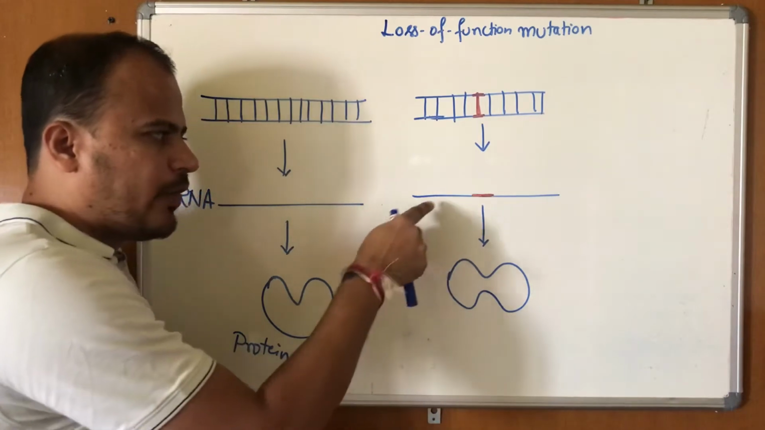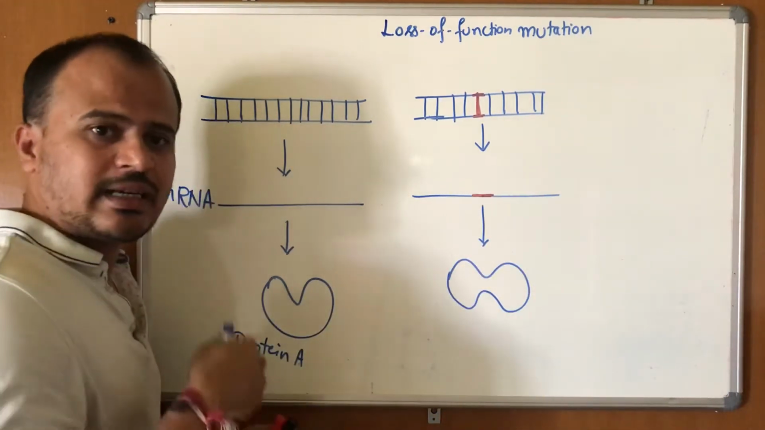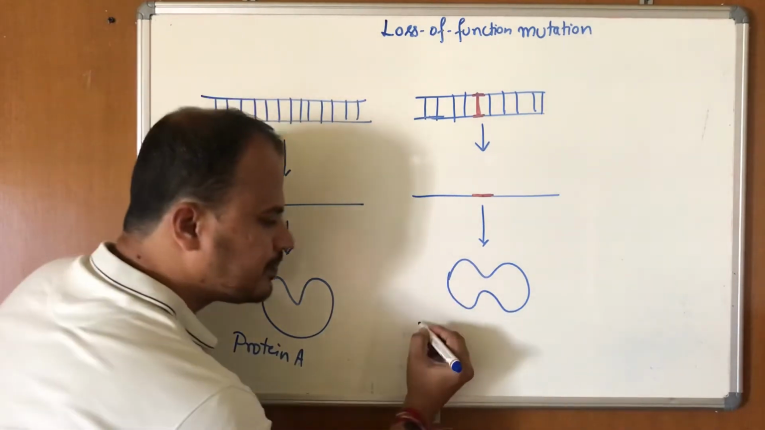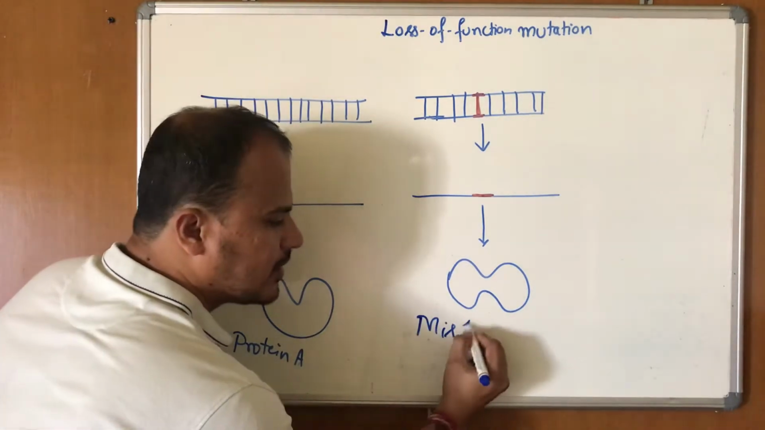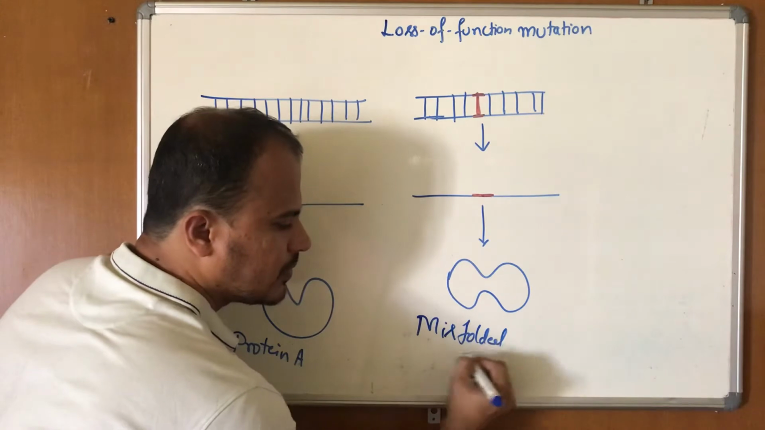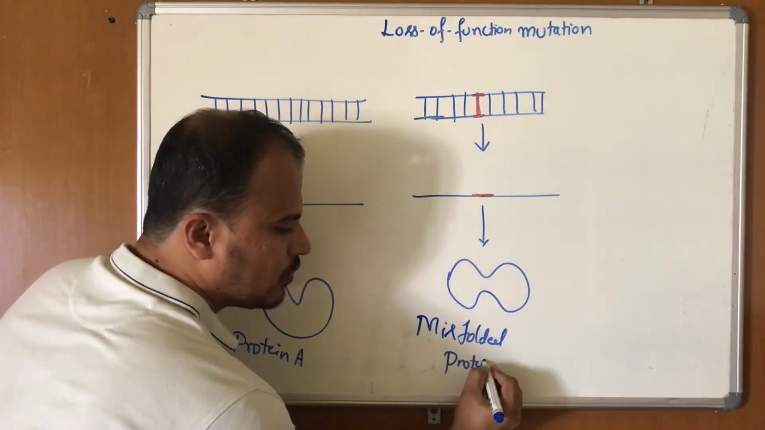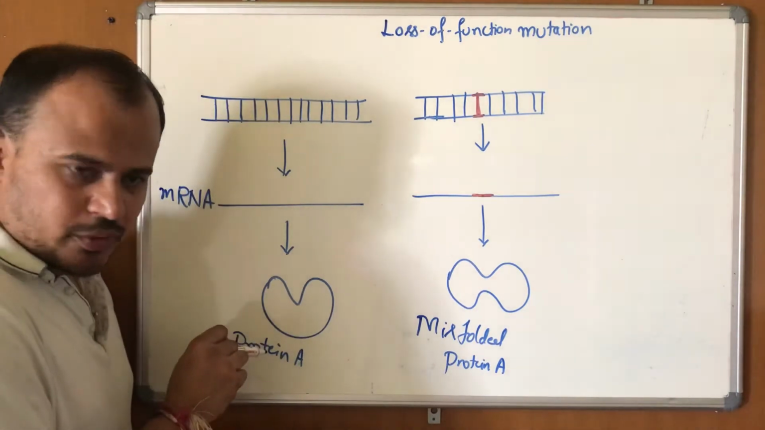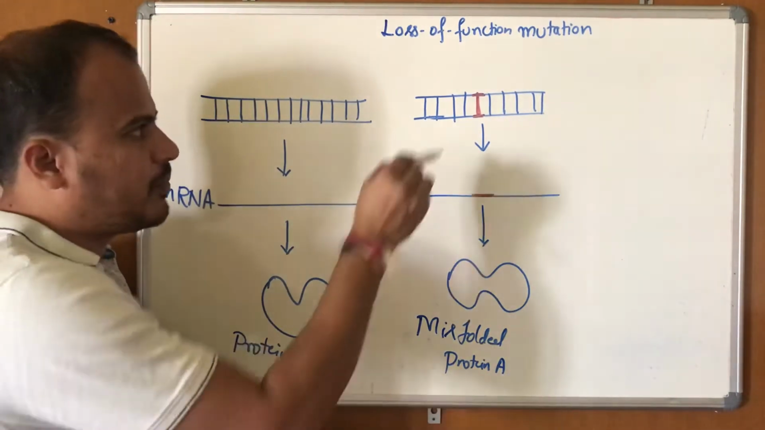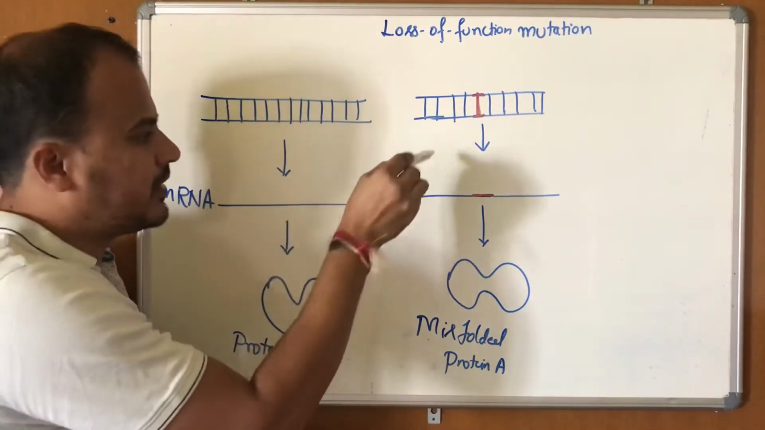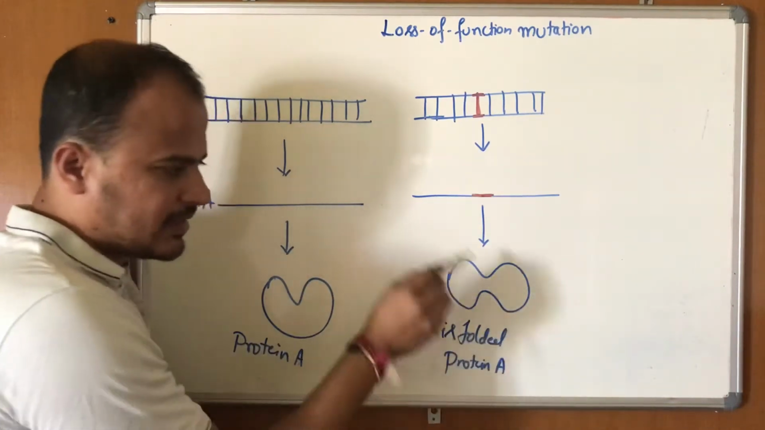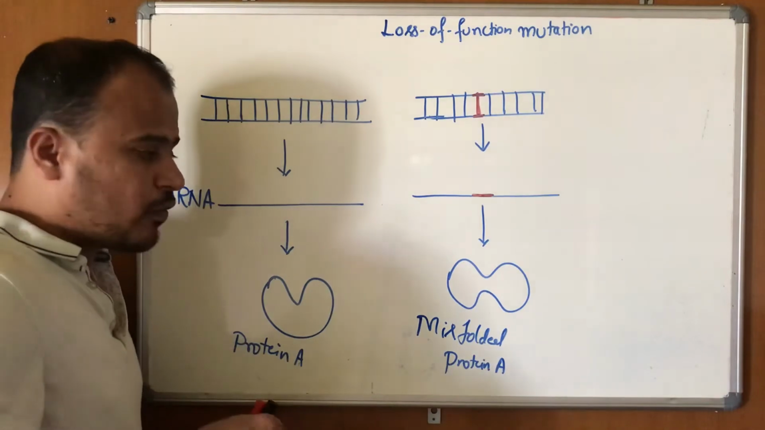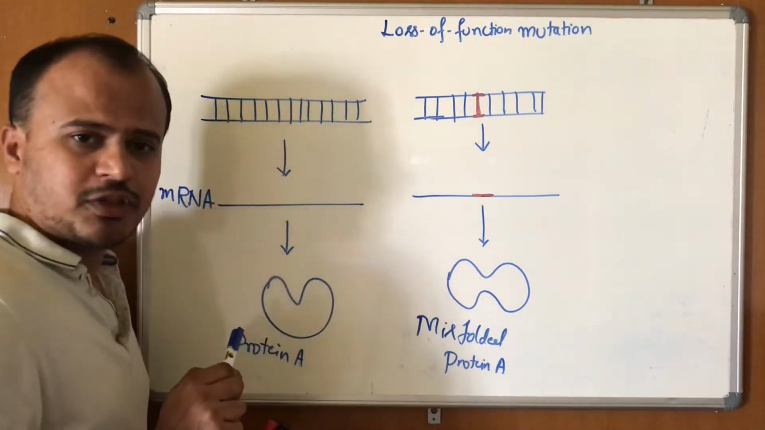Subsequently, when this mRNA is translated by ribosomes, it produces a protein. I am calling it a misfolded protein A. Protein A is supposed to look like this, but because of a mutation in the gene, it is looking like this. The conformation of the protein has been changed. Therefore, it cannot perform its normal function.